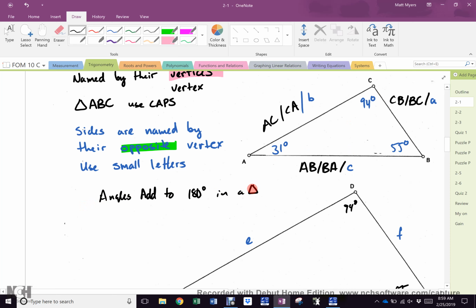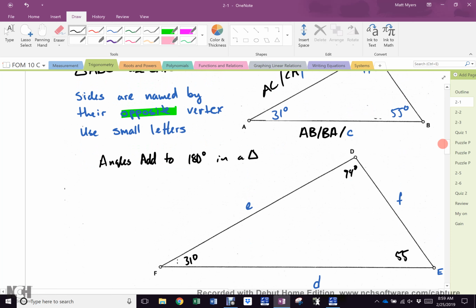Everybody good? Okay, now, the next thing and the thing that's important on this page is this. What do you notice about all three angles? They're the same. If all three angles match, the triangles are similar. And please highlight that word.